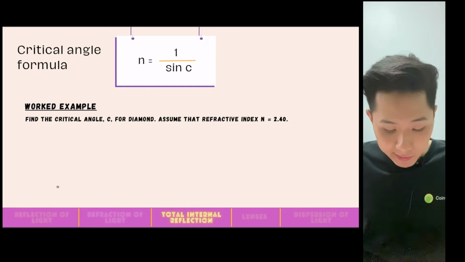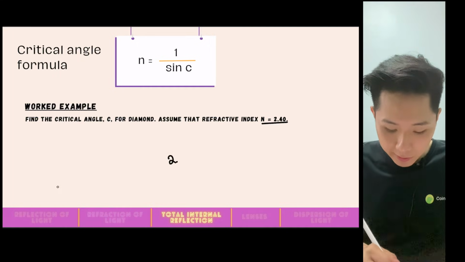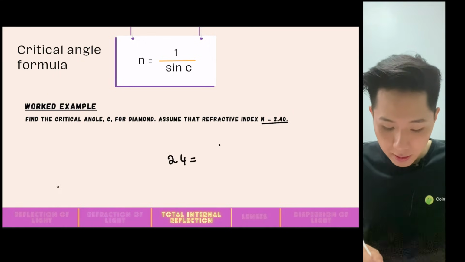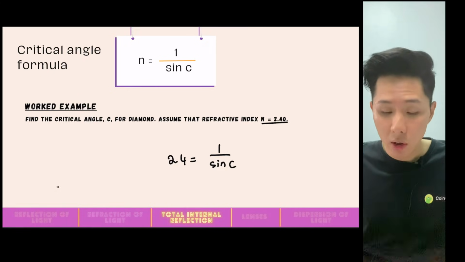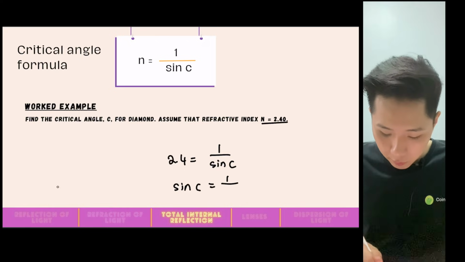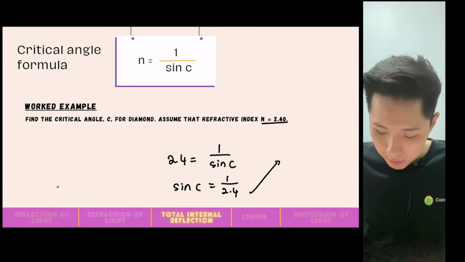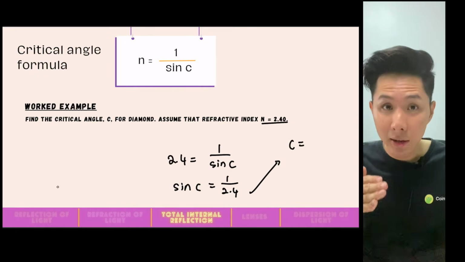Find the critical angle C for diamond. Assume that refractive index N equals 2.4. And that's easy. I can just substitute 2.4 into my equation, 1 over sine C. And because we want to find the critical angle, we need to make C our subject. I'm first going to move this 2.4 around and then continue here. To find C, you just need to move sine to the other side.